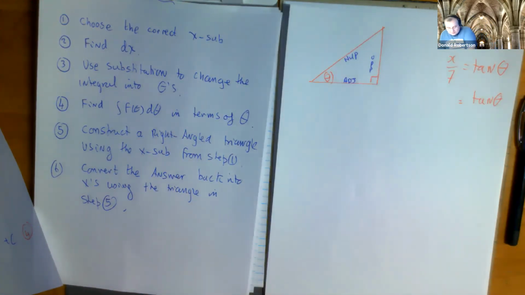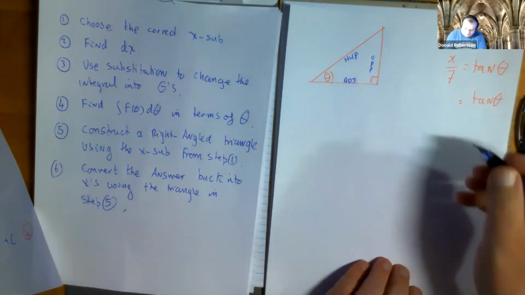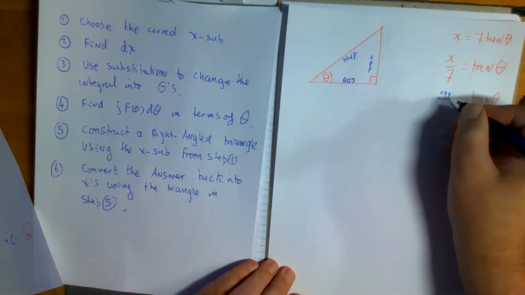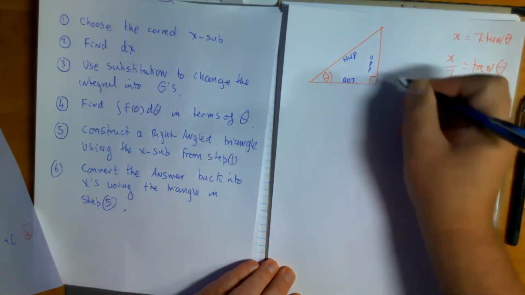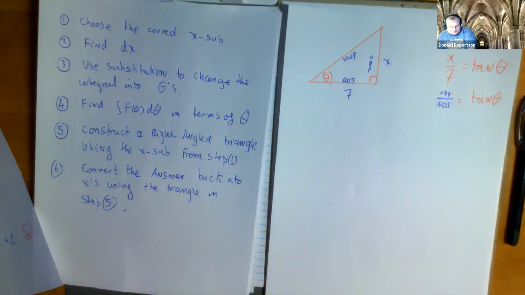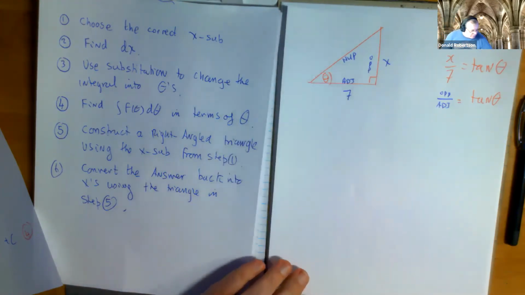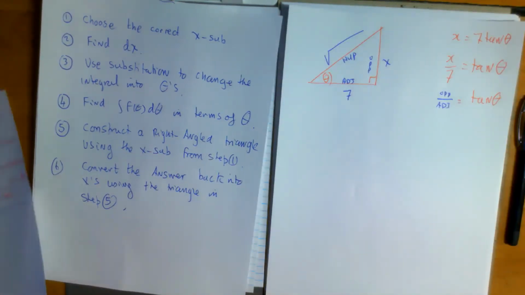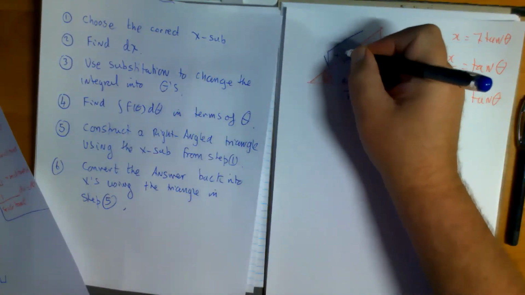Which one is the tangent equal to? Opposite over adjacent. So your opposite side is going to be x and your adjacent side is going to be 7. And then you can get the third side, because Pythagoras allows us to get the third side. And won't the third side be the square root of x squared plus 49?